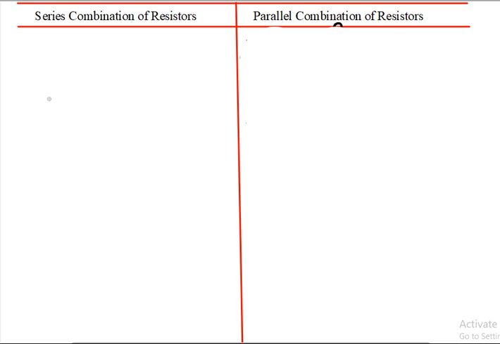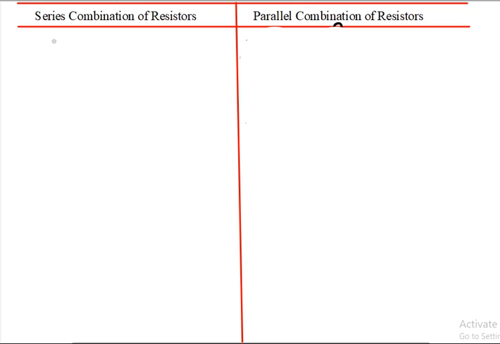Now, we are going to see a very important topic from the chapter Electricity, and this topic is series and parallel combinations of the resistor. You might have learned all the basic concepts of electricity earlier, like charge, current, potential difference, Ohm's law. Now we are going to see a very special topic.